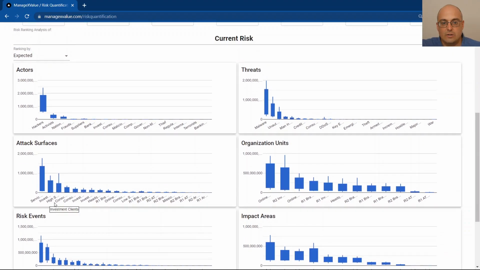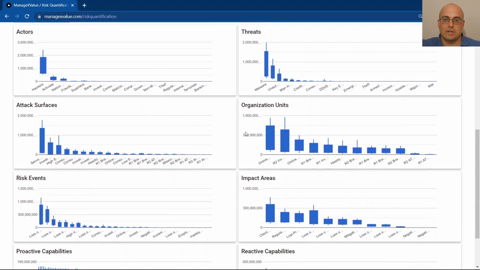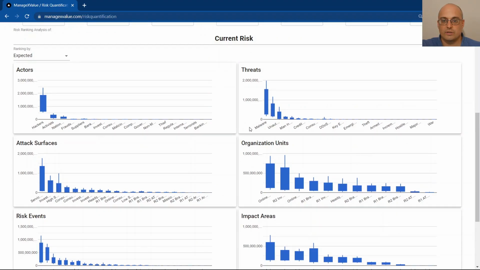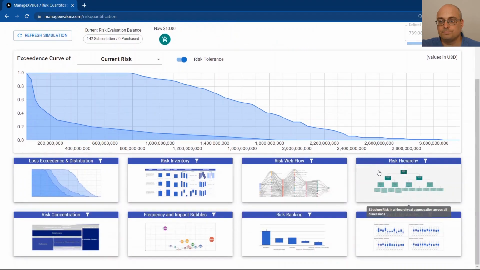Now, in this analysis, we can also immediately see another factor: from an attack surfaces perspective, the service provider APIs probably cause the most risk for the organization. And from a threats perspective, malware is the highest risk category. This suggests that one of the main focus areas could be cybersecurity, focusing on malware and service provider APIs. But let's validate this from another angle.